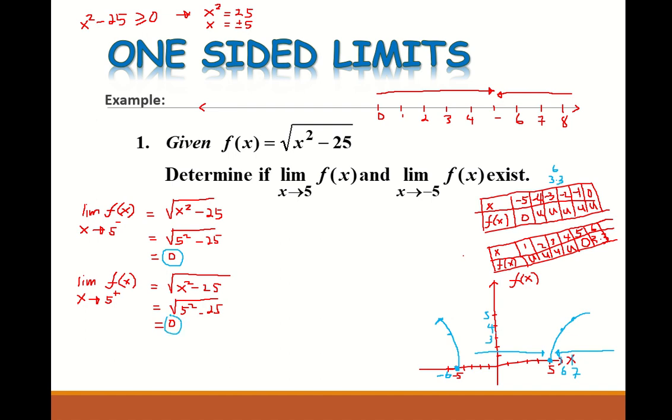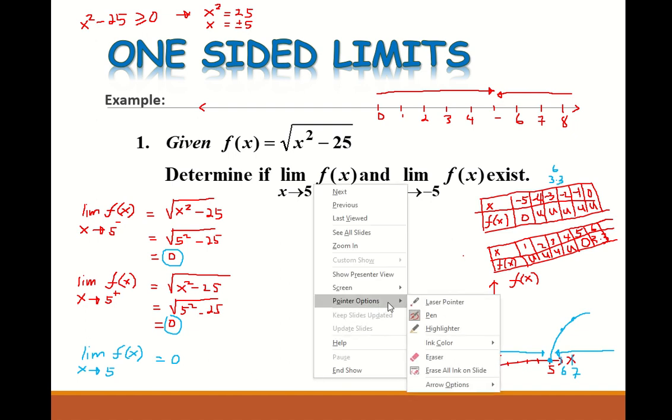So both the left-hand limit and the right-hand limit exist, and that is equal to 0, and they are both equal. Therefore the two-sided limit of f of x as x approaches 5 is also equal to 0, and the limit exists. Okay, so the limit does exist.